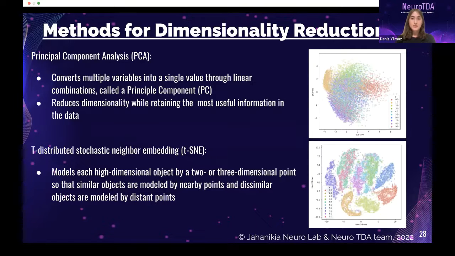The second method is T-distributed stochastic neighbor embedding, or TSNE. The way that TSNE works is it models each high-dimensional object by a 2- or 3-dimensional point so that similar objects are closer together and dissimilar objects are farther apart.